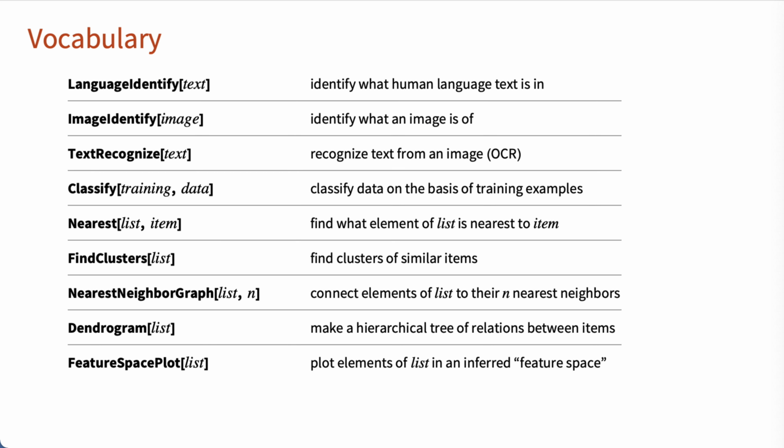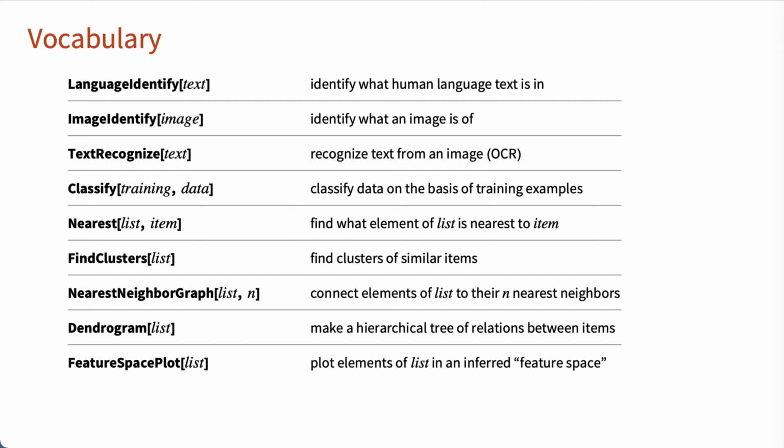To summarize, here is the programming vocabulary from this section. The examples included the functions LanguageIdentify, ImageIdentify, TextRecognize, and Classify that use machine learning to classify things, using Classify to build a new classifier based on training data, and functions like Nearest, FindClusters, NearestNeighborGraph, Dendrogram, and FeatureSpacePlot that are used in machine learning.